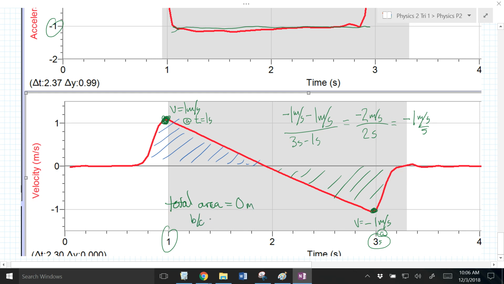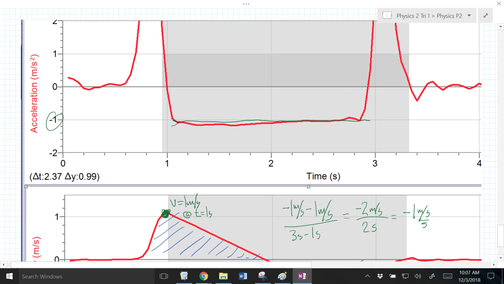Is that how you shorten it up? Because the cart has the same initial and final positions. Okay, so that's the interpretation of that area.